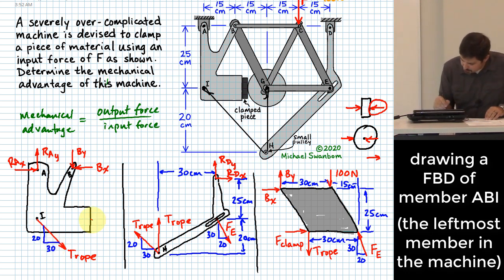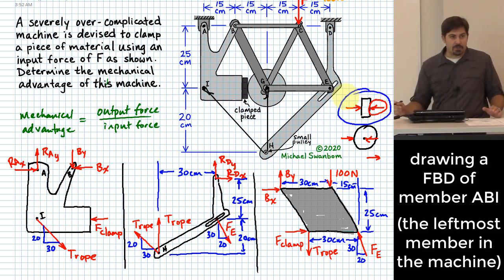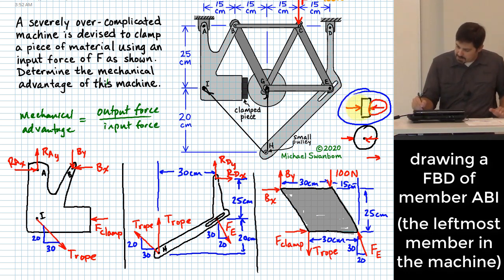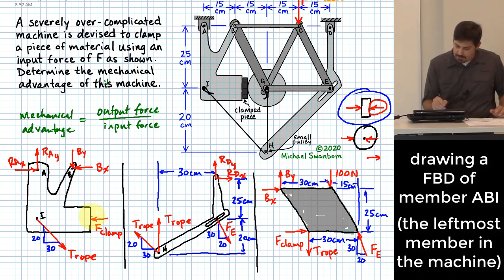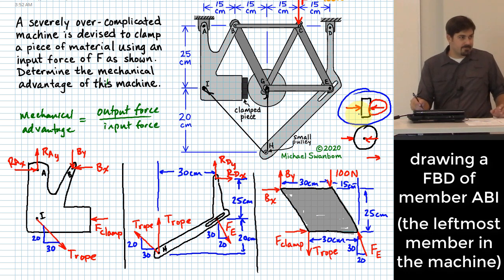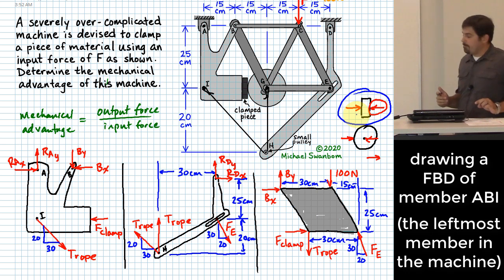Okay, I do know this force of F clamp right here. Now I drew it in that direction. Why? Remember this was how that clamped material is working. So if there's a force acting to the right on the left side of that clamped material, it means that there must be a force acting to the left on the face that's doing the clamping. Okay? Good deal. Now what?